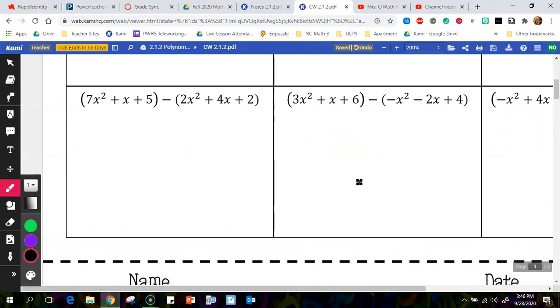Okay, next line. This is subtraction. So when we have subtraction that looks like this, we need to make sure we change this to a plus, and then change everything in parentheses to the opposite of what it was. So that's going to be a -2, a -4, and a -2.